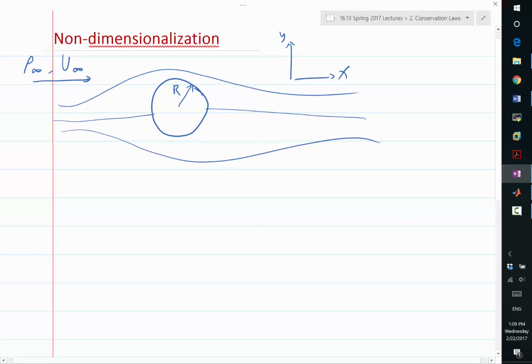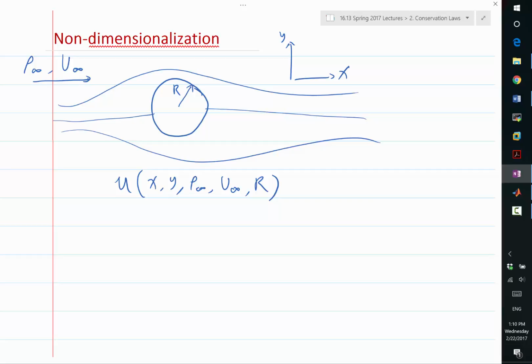So let's suppose it's a low Mach number incompressible flow for now. Then I know from the incompressible Navier-Stokes equation, my velocity should be a function of not just x and y, but also all these parameters I'm looking at. So rho infinity, u infinity, and r, right? So in the physical world, this is how the velocity should depend on physical coordinates and the parameters.